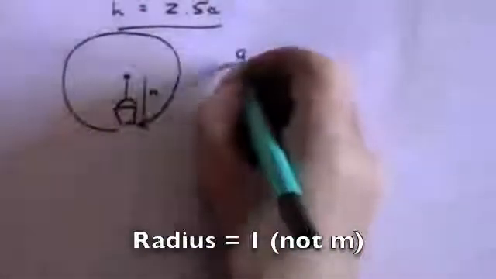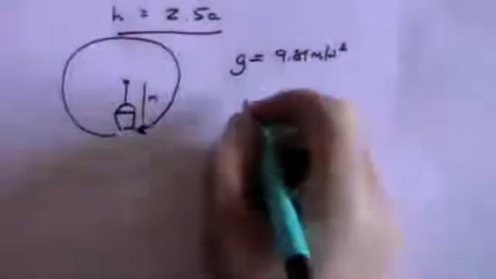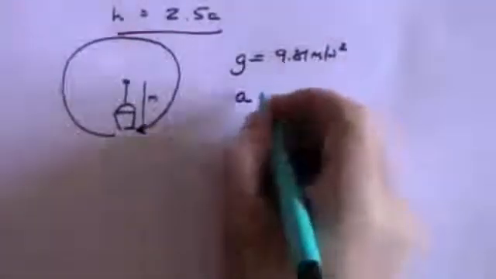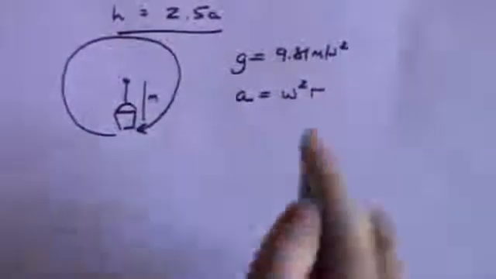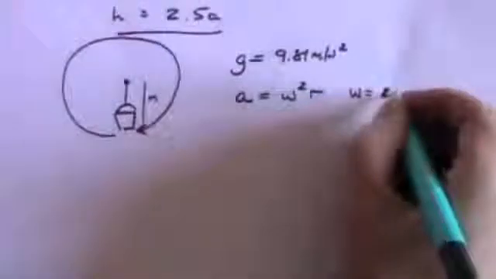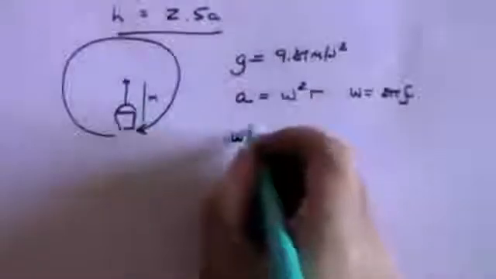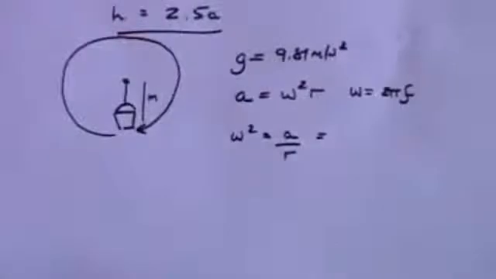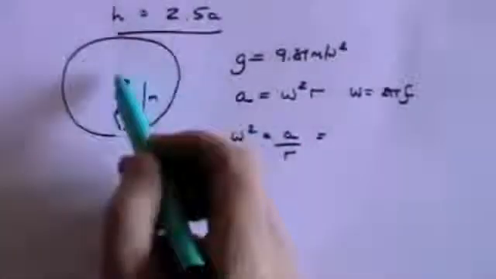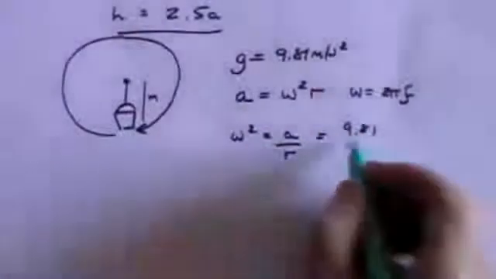And we're going to say that g is 9.81 metres per second squared. Now, we've already shown on the previous page that the centripetal acceleration is equal to omega squared r. And omega, you'll remember, is equal to 2 pi f. So that will give us the frequency. So omega squared is a over r. A is the gravitational acceleration. That's what's actually acting here. And that's 9.81. r is the radius of the circle.